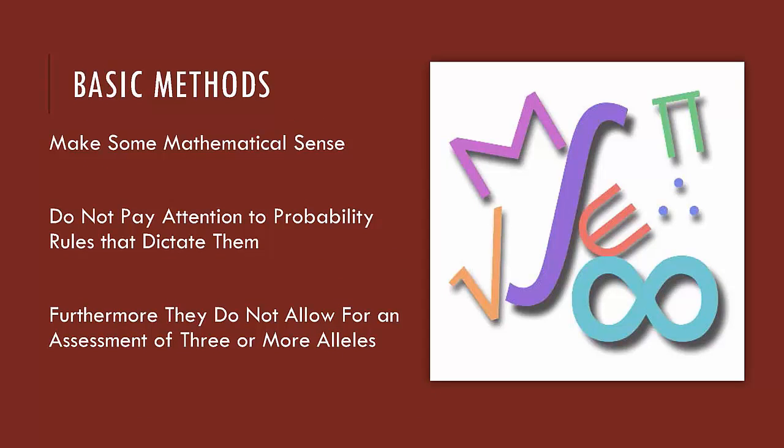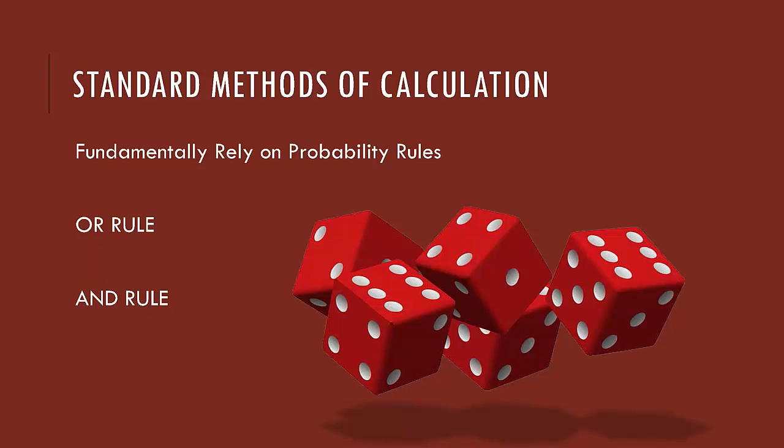So these are essentially the basic methods, and they make some mathematical sense. However, they do not pay attention to the probability rules that dictate them. And furthermore, they do not allow for an assessment of 3 or more alleles. So that brings us to looking at the more standard methods of calculation beyond your intro texts. And these fundamentally rely on the probability rules we outlined, the OR rule and the AND rule.